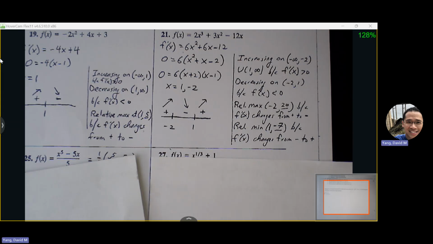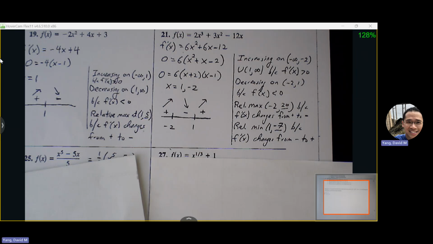After we find f prime, we can factor it out. Continue factoring, we get 1 and -2. Test -3, test 0, test 2 in your f prime. Our graph is showing positive slope, followed by negative slope, followed by positive slope. So all of our statements can make their way. We have statements about increasing, statements about decreasing. We have a relative maximum.